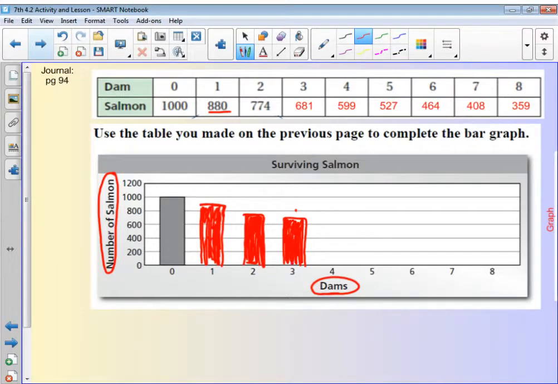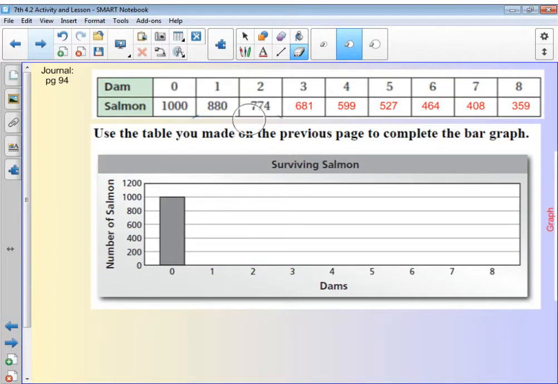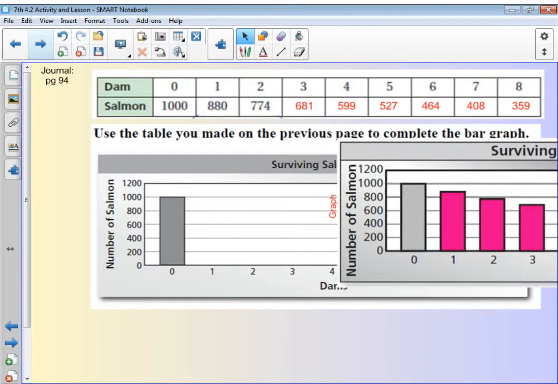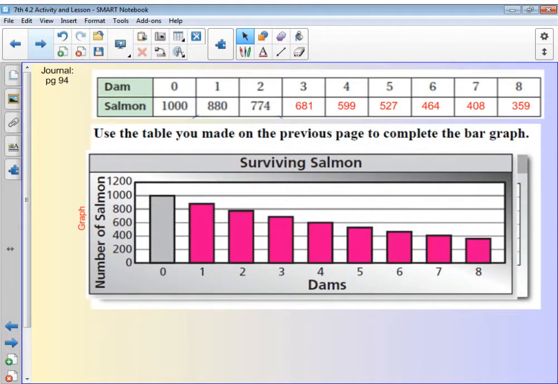Now what I would like you to do is finish graphing your last bars, 4 through 8. Pause your video, and then check your bars when you're finished. Your graph should have ended up looking something like this. Notice that as we went from 0 through 8 dams, our bar diminished all the way going down. Every dam we lost more and more salmon.